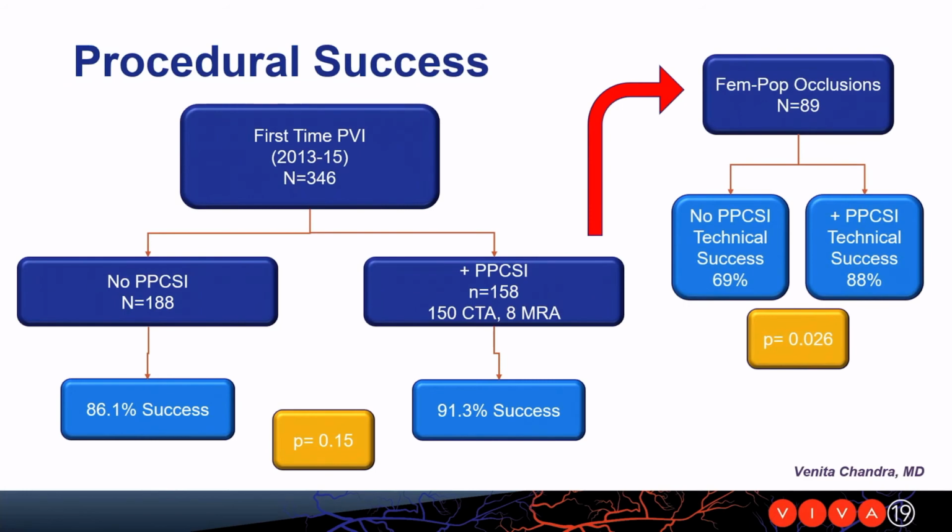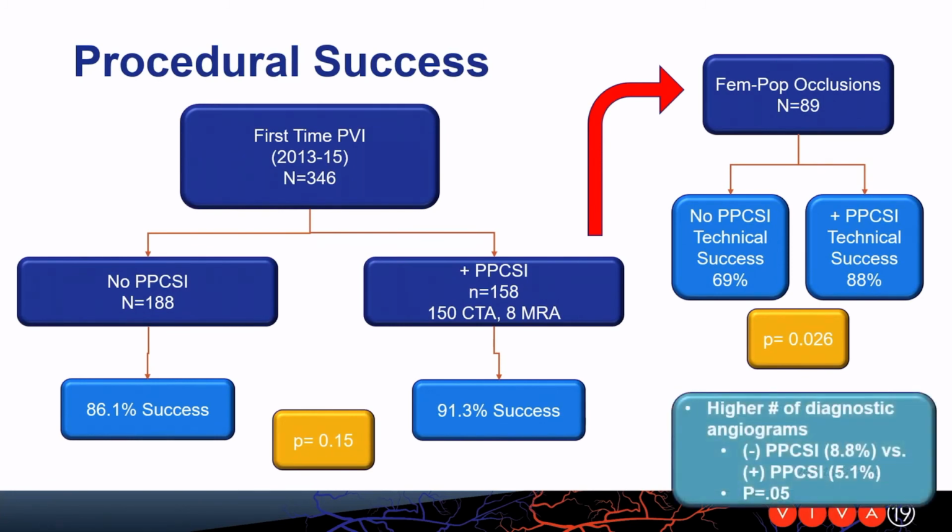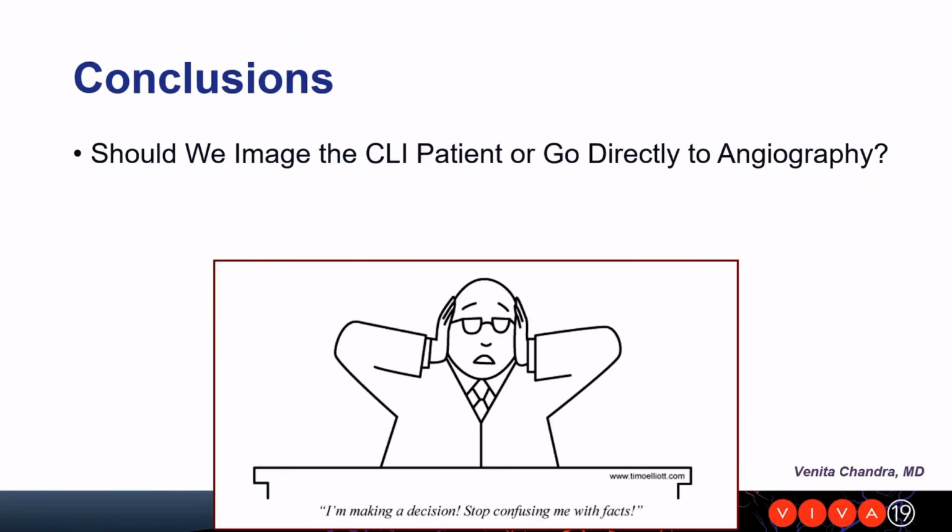There were 89 patients who had complete FemPop occlusions, and those patients actually had a statistically significant increased rate of technical success if they had pre-procedural cross-sectional imaging. And also we found that patients had a higher number of diagnostic angiograms if they had no pre-procedural cross-sectional imaging.